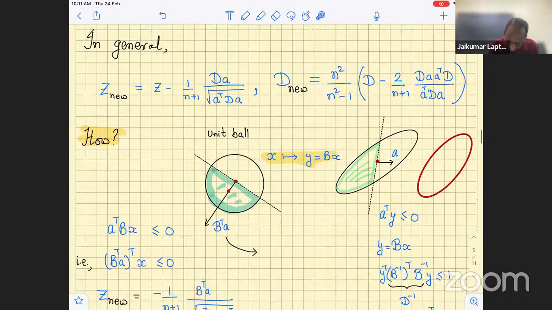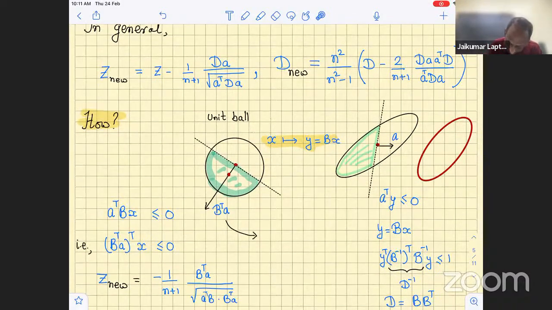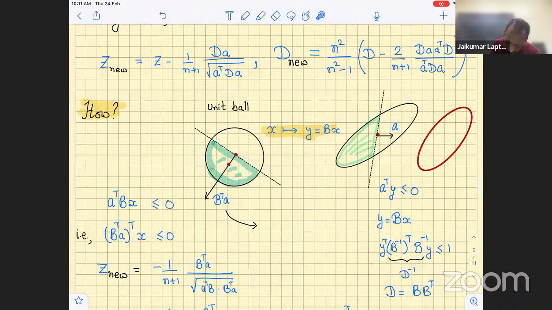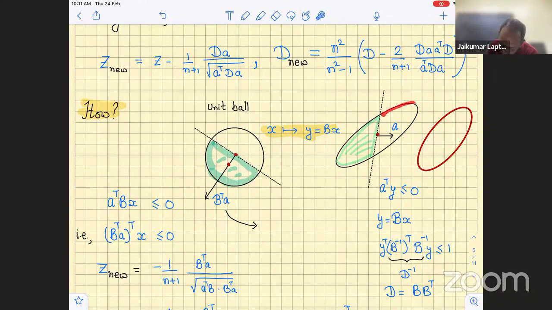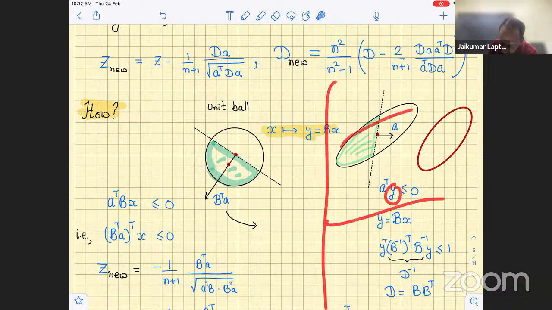I just want to do this derivation once. This is the real problem. Don't look at this part, just look here. Somebody has given us an ellipse and a hyperplane. They've given us a vector A and told us that the hyperplane is A transpose Y is less than or equal to 0. I'm going to be using the variable Y on this side.